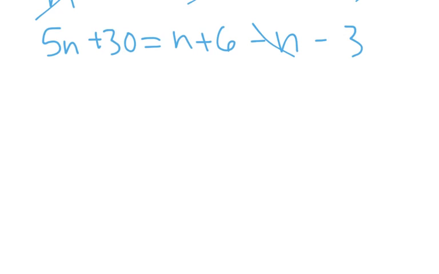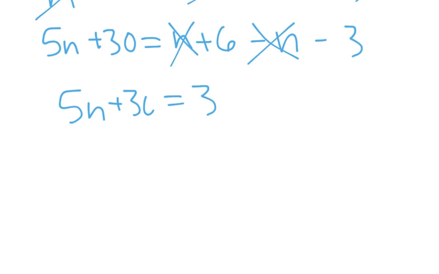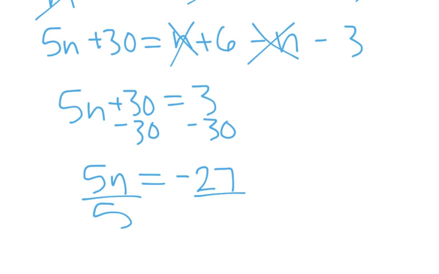So n minus n gets rid of those n's. 6 minus 3 gives us 3. So 5n plus 30 equals 3. Subtract by 30. And we get 5n equals negative 27. So divide by 5. And we get n equals negative 27/5.